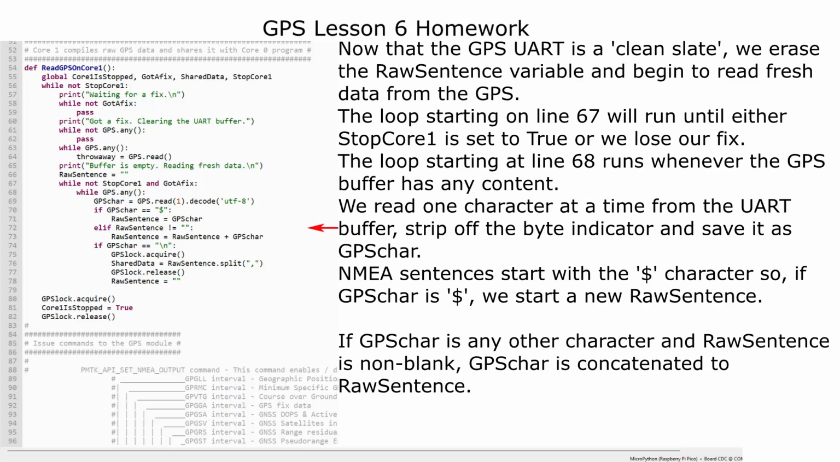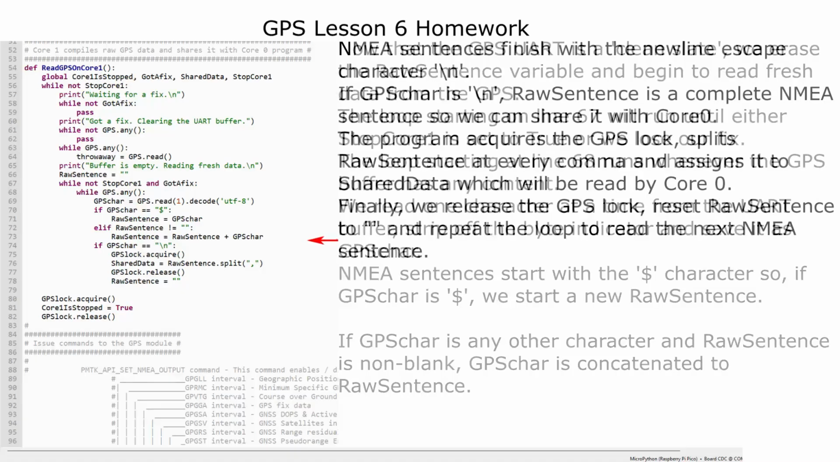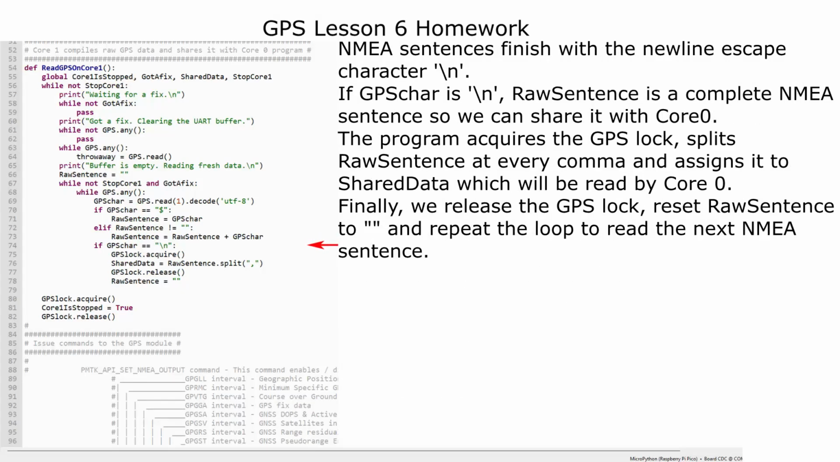If GPS character is any other character and raw sentence is not blank, GPS character is concatenated to raw sentence. NMEA sentences always finish with the newline escape character \n. If GPS character is \n, raw sentence is a complete NMEA sentence, so we can share it with core 0. The program acquires the GPS lock, splits raw sentence at every comma, and assigns it to the shared data variable, which will be read by core 0.